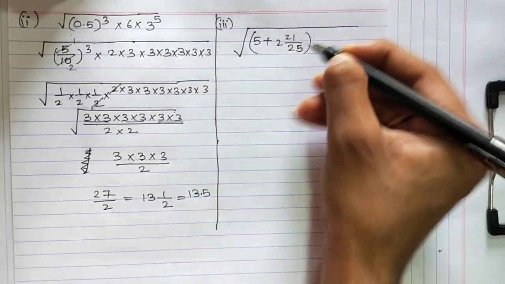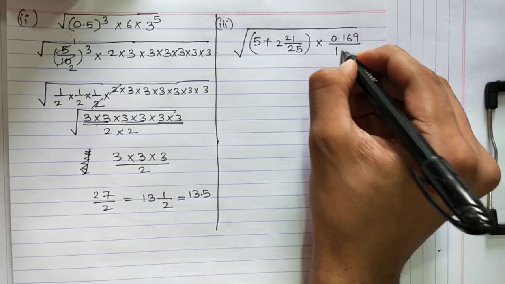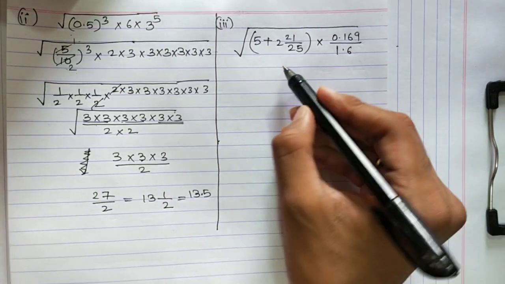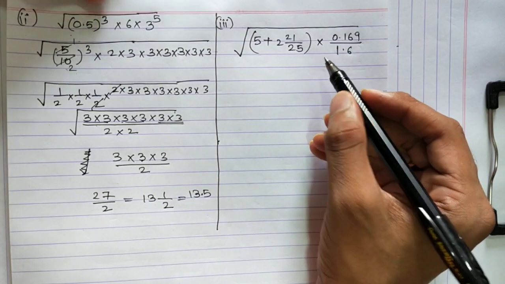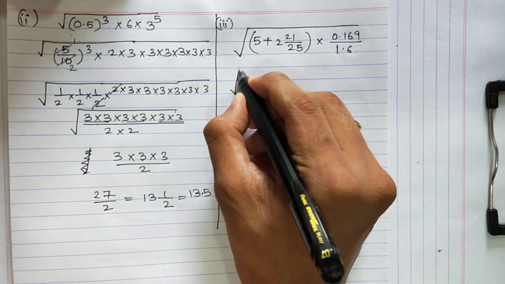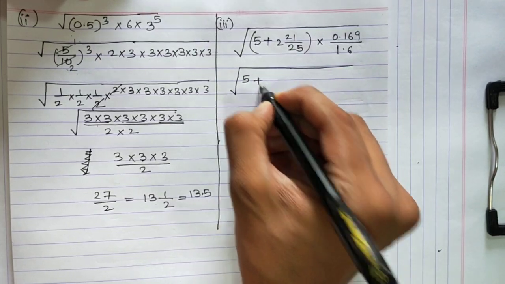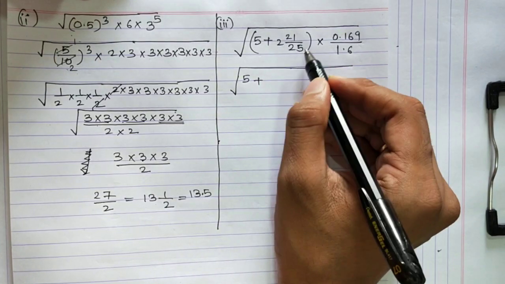Next sum. Now in this sum, let's simplify the question first. So keep the root sign as it is. Here you can see 5 plus, we'll solve the mixed fraction first.